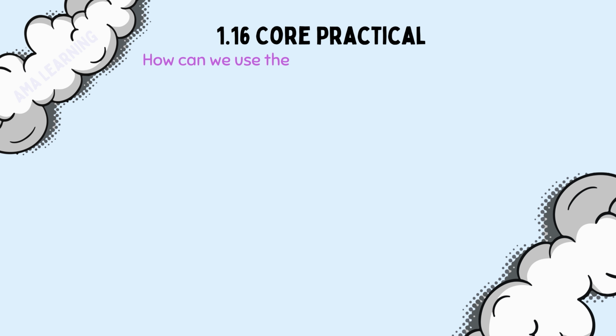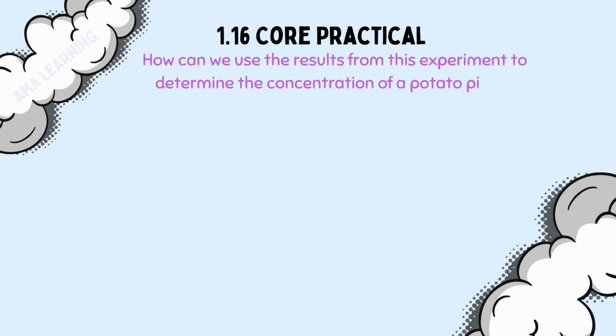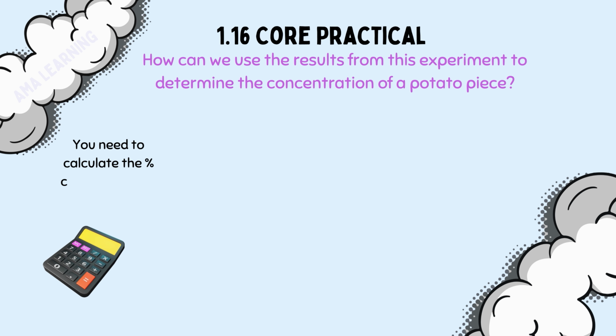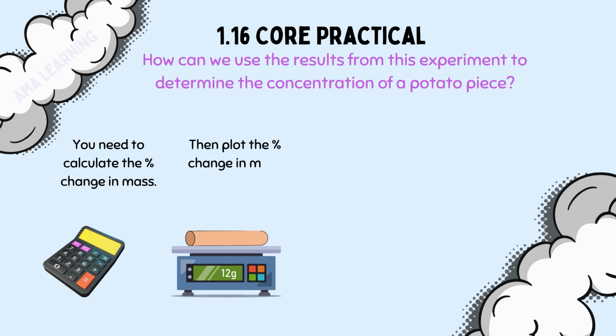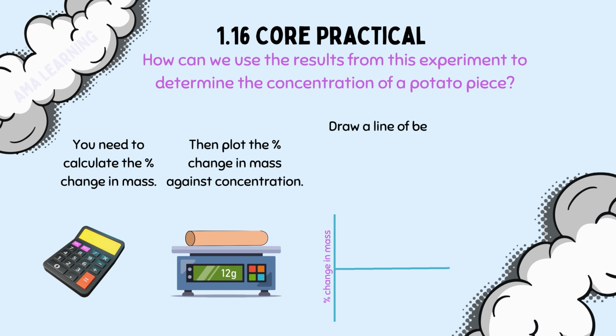How can we use the results from this experiment to determine the concentration of a potato piece? Step 1. Calculate the percent change in mass. Step 2. Plot the percent change in mass against concentration. The independent variable, the concentration, goes on the x-axis, and the dependent variable, percent change in mass, goes on the y-axis. Step 3. Draw a line of best fit.